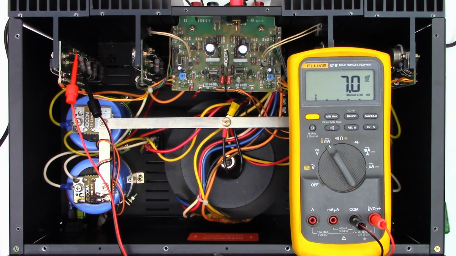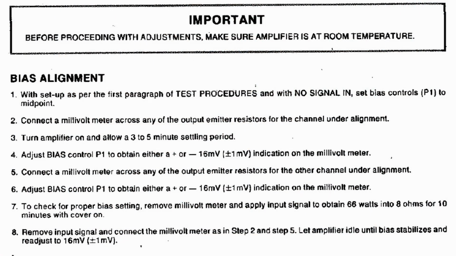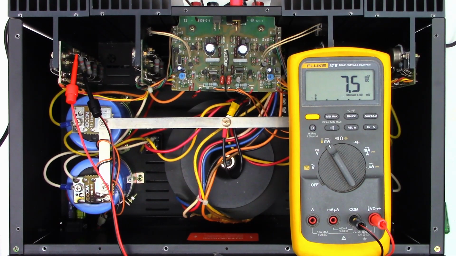And it says, to check proper bias setting, remove the millivolt meter and apply input signal to obtain 66 watts into 8 ohms for 10 minutes with the cover on. Remove the input signal and connect the millivolt meter as in step 2 and step 5, let the amplifier idle until the bias stabilizes and readjust to 16 millivolts. So they want to do a cold setup at 16 millivolts, then they want to get it hot, then let it cool back off and make sure that it stabilizes at 16 millivolts.